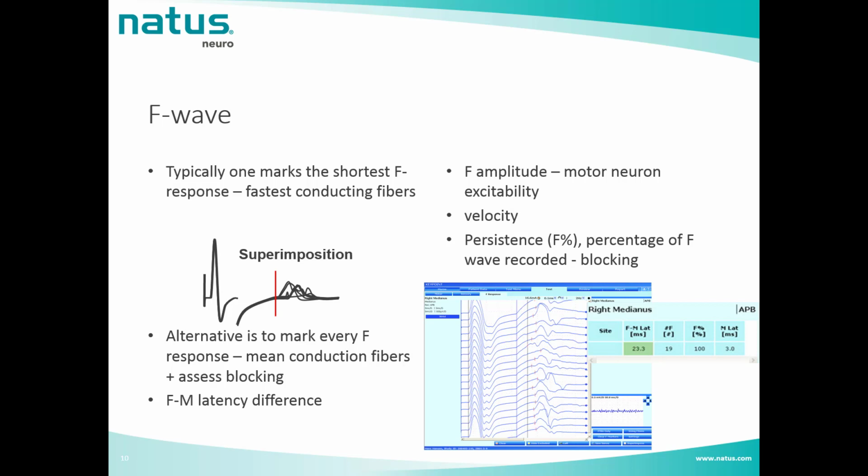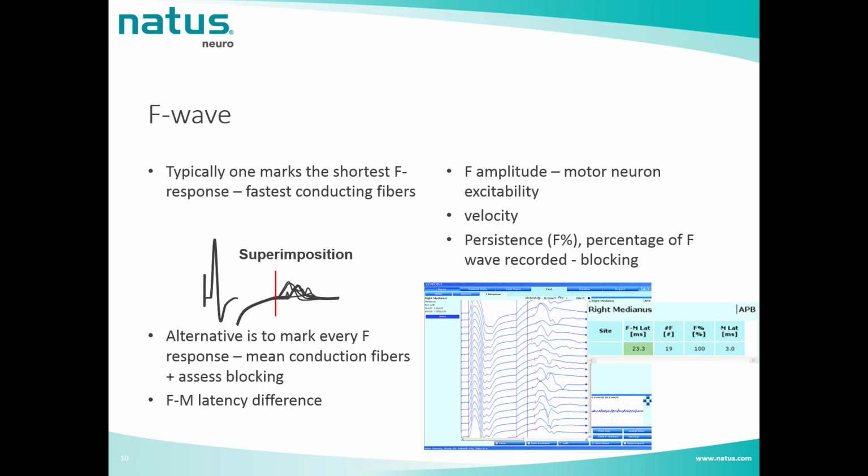Typically, one also records the F-M latency difference. And on top of that, we can have other parameters also recorded. The first one is the F amplitude, that will have a representation of the motor neuron excitability. We may also want to record the fiber density, and I will go into the details in a little while.